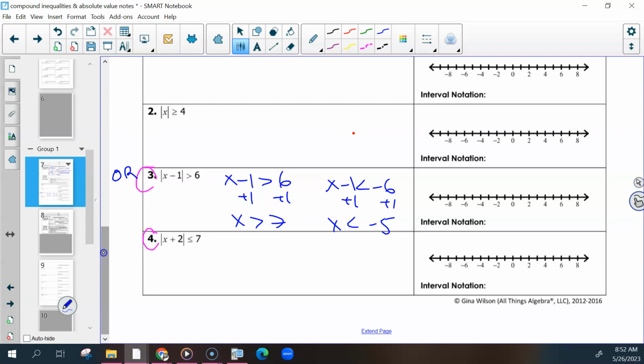So when we graph this, because it's greater than and it's an or, they should graph apart. These are both open, one at 7 going to the right, and one at negative 5 going to the left.